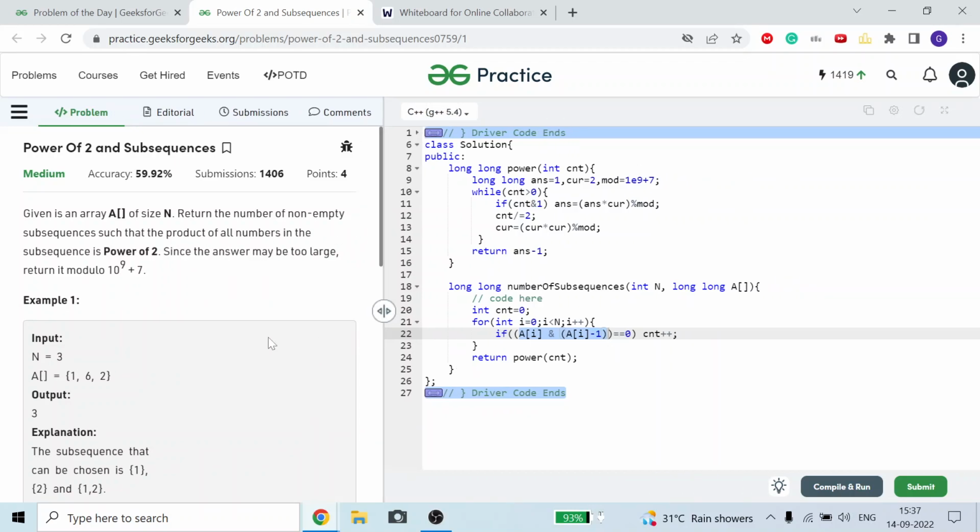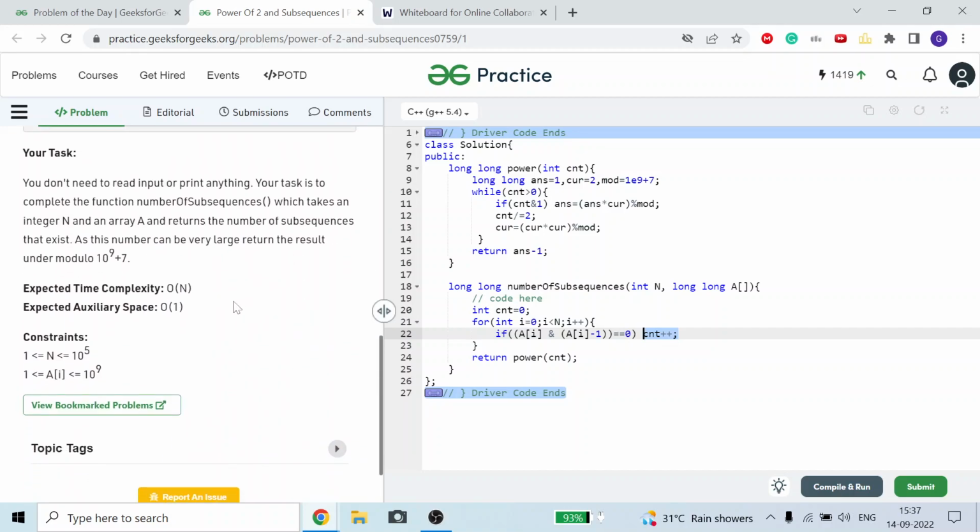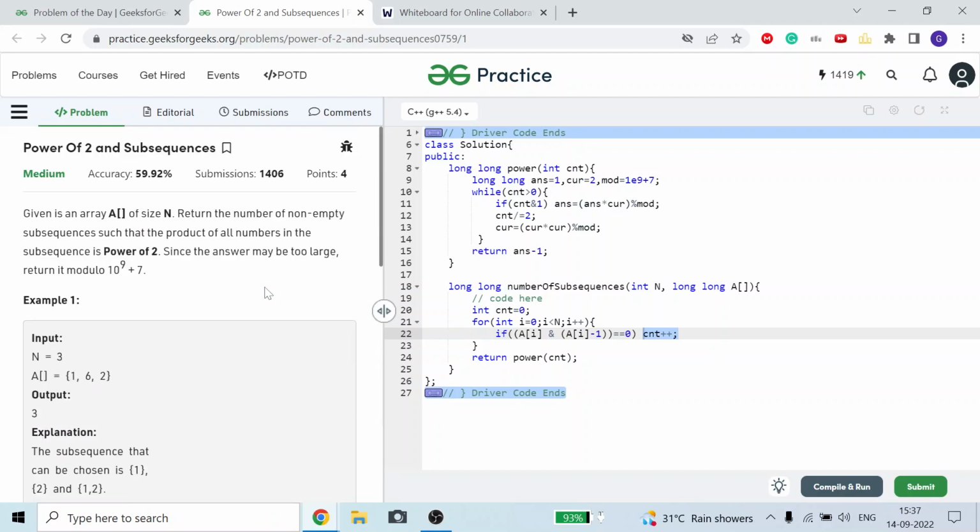Okay, so now just come to the solution. Count is equal to 0. Count will store the total number of elements in our array a which are a power of 2. If a[i] & (a[i] - 1) is equal to 0, then we will do count++. Okay guys, there are many other ways to solve it, but because it is asked this way, I need to prove it mathematically. As well, this looks like a simple DP problem.